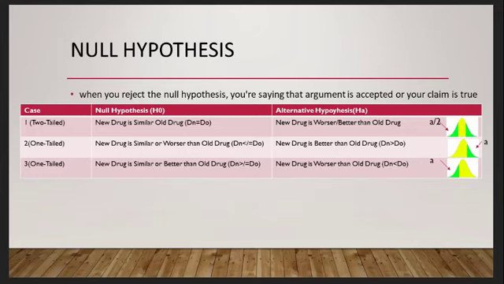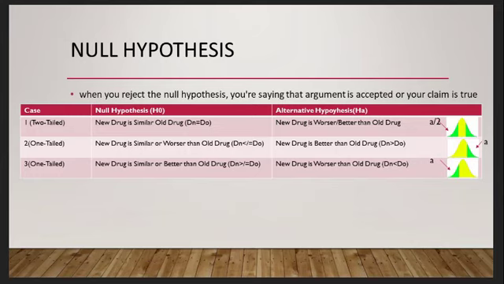Now let's take an example. A new drug is designed to cure symptoms of malaria more effectively than the existing drug. The new drug is A and the existing drug is B, right? Now let's see how we design the null and alternative hypothesis in this case. So here we have a new drug, so the null hypothesis should be that the new drug is the same as the old one.